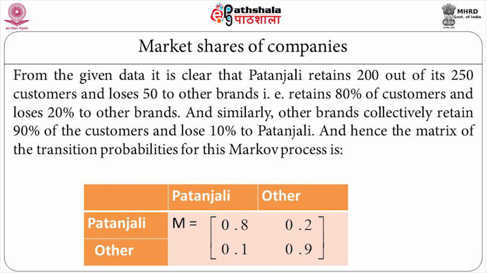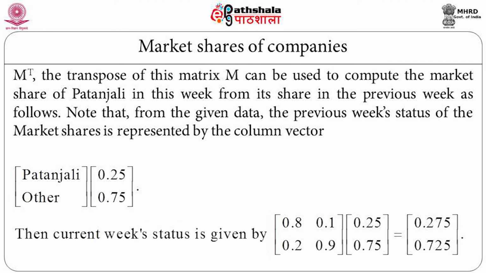If I take M transpose, the transpose of this transition matrix M can be used to compute the market share of Patanjali this week from its share in the previous week, as follows. Note that from the given data, the previous week's status of the market share is represented by this, because 250 and 750. So, 25% of customers were using the Patanjali brand and others were using the other brands. Therefore, these are the probabilities that any selected customer will be using Patanjali biscuits with probability 0.25 and 0.75.